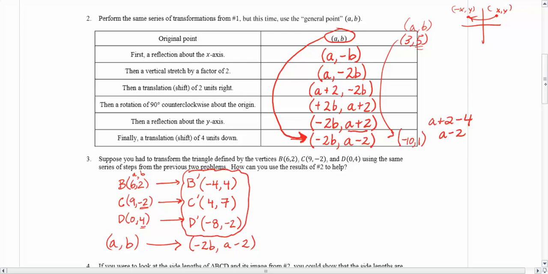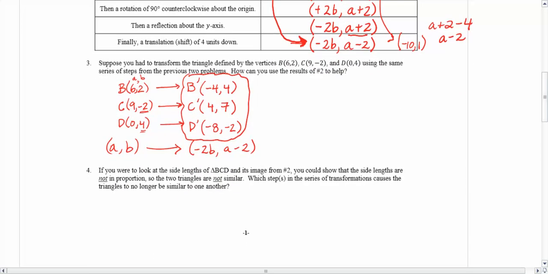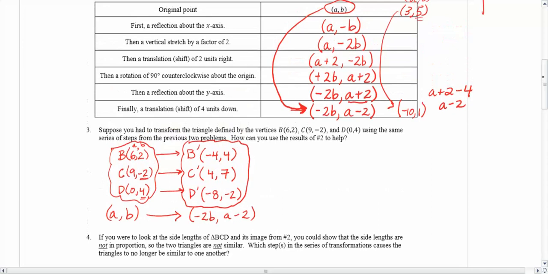Okay. Now in number 4, it says if you were to look at the sides of the original triangle, BCD, and you looked at its image from number 2, you could show the side lengths aren't in proportion with each other. So the triangles are not similar. So the question is, what messes up the similarity? So if we go back up here and look at what's going on. First, we got a point. We reflect it across the x-axis. So if I had some triangle and I reflect it across the x-axis, it's a mirror image. They're still congruent to each other. So that doesn't do anything.